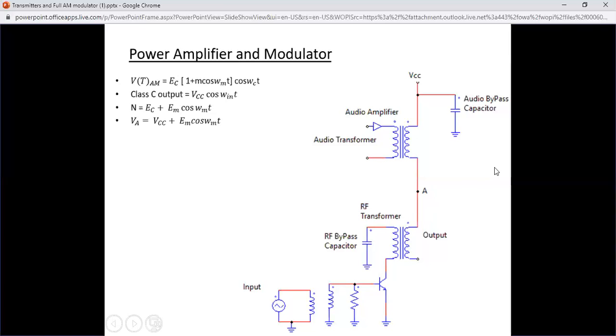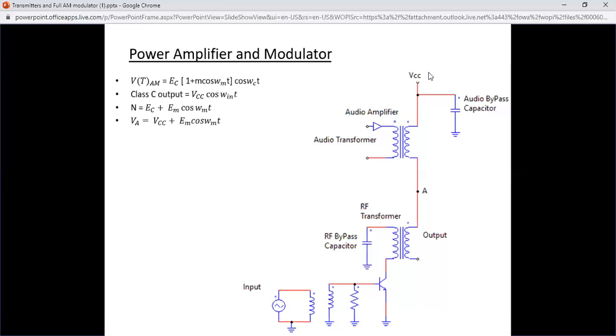Okay, so we want this modulator to produce this equation or this voltage as shown here, which is VAM. And we know that the class C output is VCC cosine omega ct. So at VCC, there should be a DC and an AC component. E carrier is the DC component, and EM cosine omega mt is the AC component. So the supply voltage should have this form.